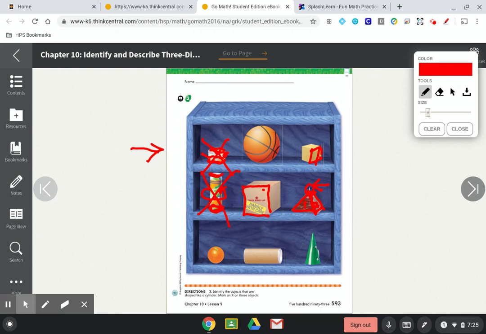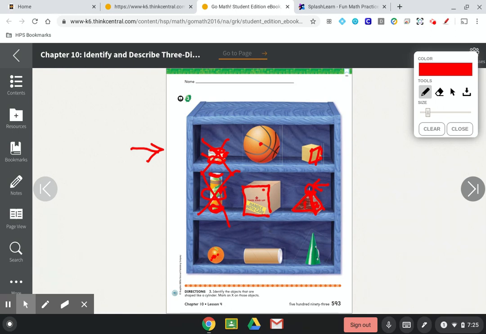Moving on, we have an orange. Orange looks like a ball. It is round all around, and we call it a sphere. Oh, here's another. Oh, wait a minute. What is this one? So we already know that that's not a cylinder. That's a sphere, just like the basketball.